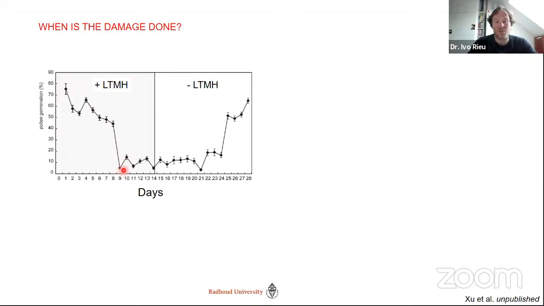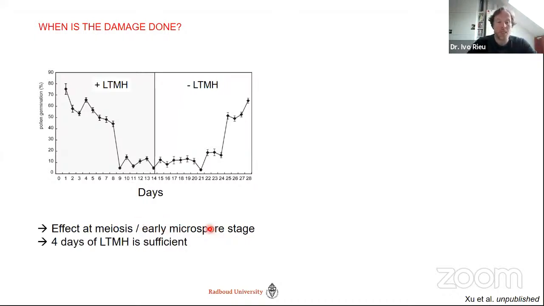And the other way around, we put the plant back into the control temperature, out of the heat, and it took about 11 days before we saw a recovery. So something is happening between 9 and 11 days before flower opening. We conclude that the main effect is at meiosis and early microspores. We also looked at that under the microscope, and this is the stage that these flowers have at that time.